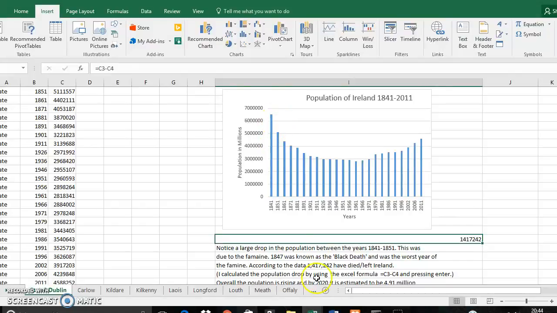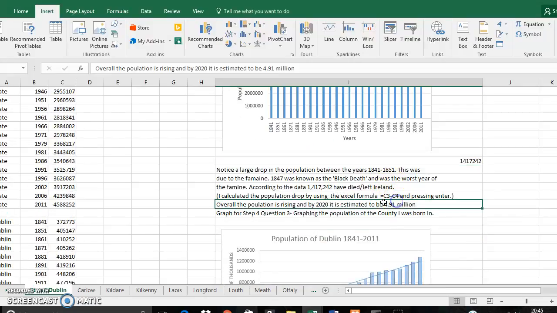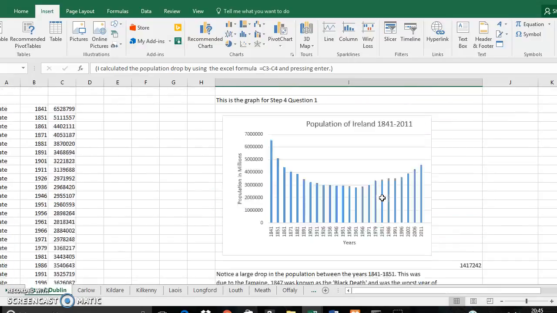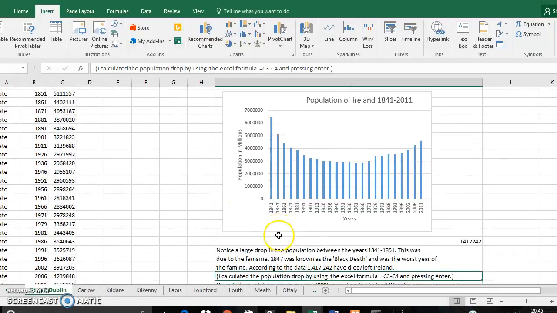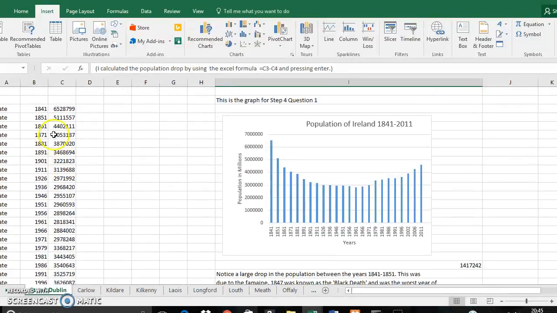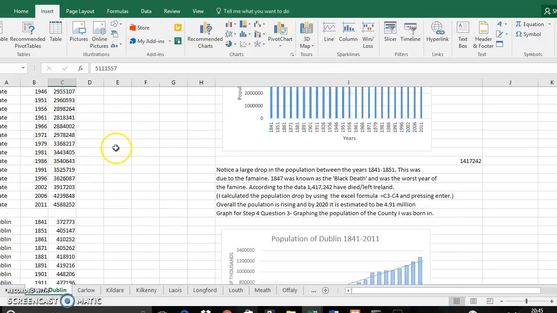This population drop was largely due to the famine, where these people either emigrated or died of starvation. 1847 is roughly in the middle of this decade, and 1847 was the worst year of the famine, where most of these 1.4 million people died. And yes, that's the formula used to calculate the population drop between 1841 and 1851: C3 minus C4.